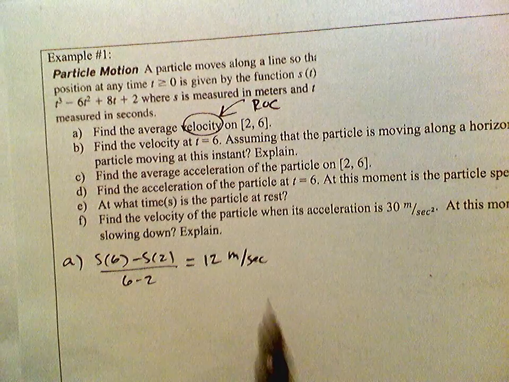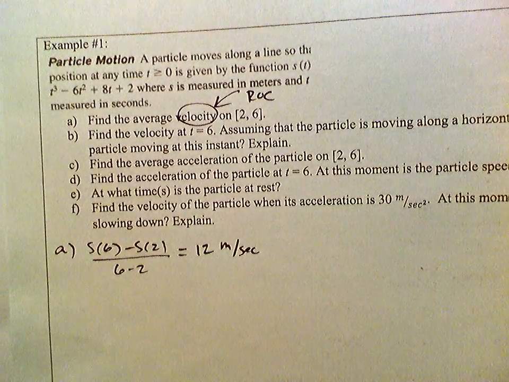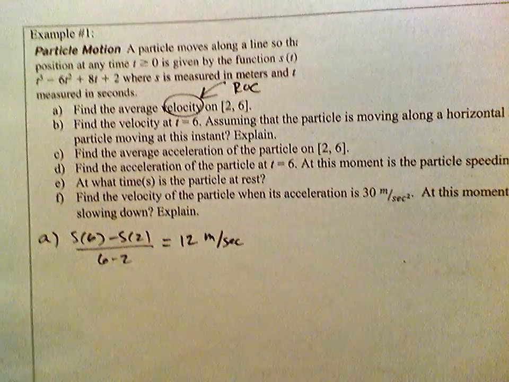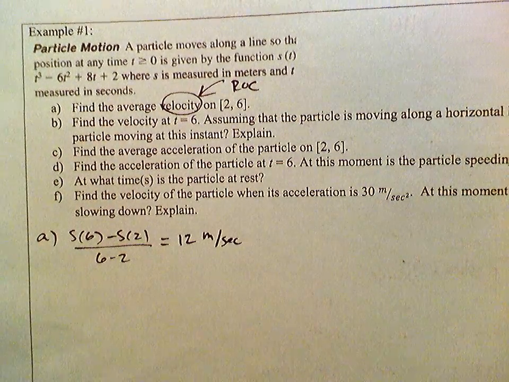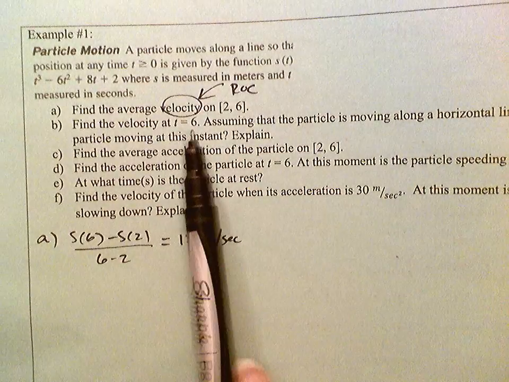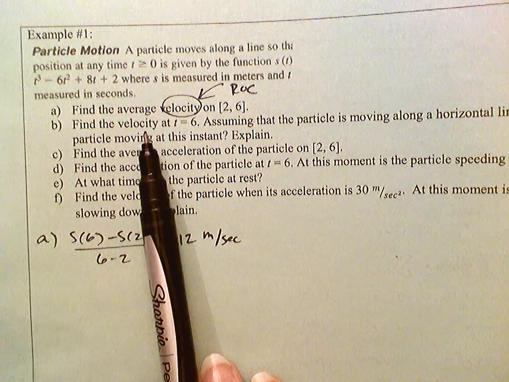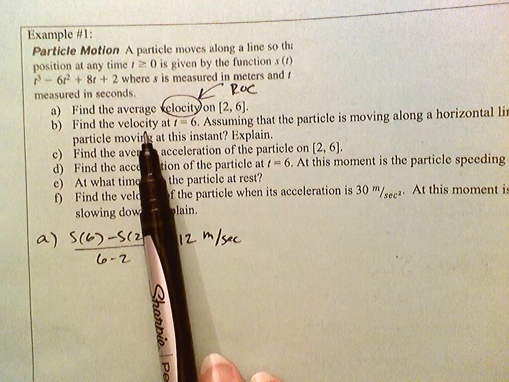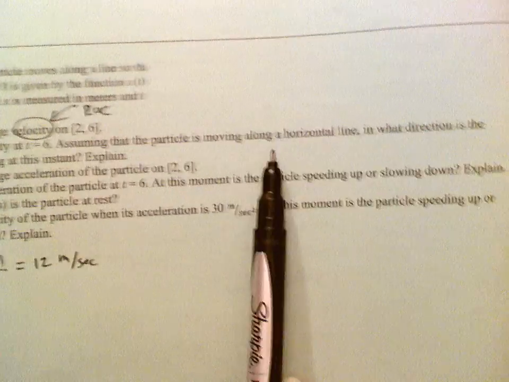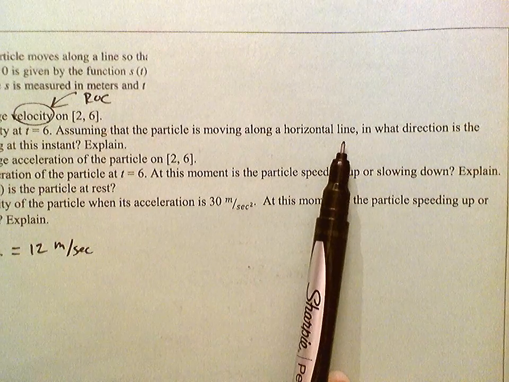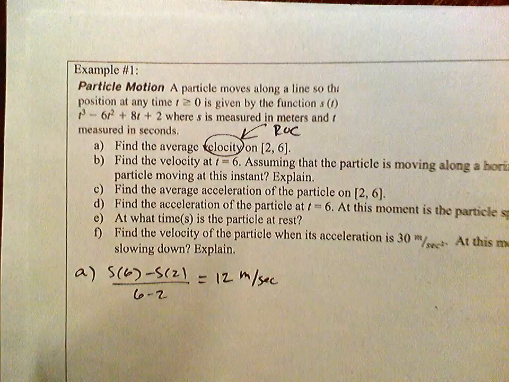B. And by the way, I plugged these into the function to get this value. And if I mess up, please comment underneath, so that everybody knows. So B, find the velocity at t equals 6. Guys, they're not saying average velocity. This is velocity. So here, the velocity is the instantaneous rate of change. It's the first derivative. Assuming that the particle is moving along a horizontal line, in what direction is the particle moving at this instant? Explain.